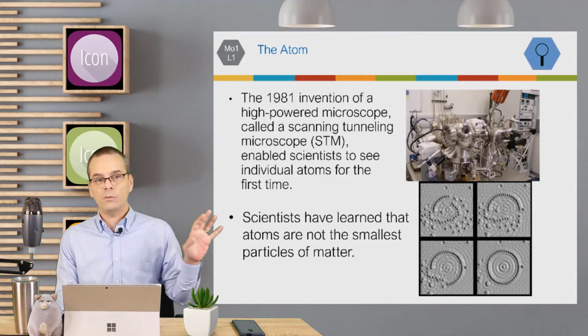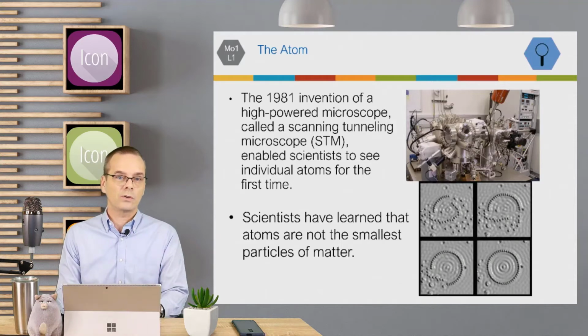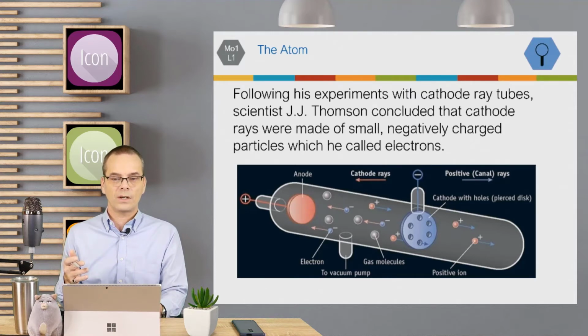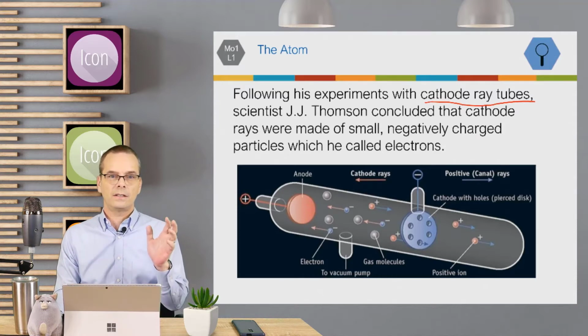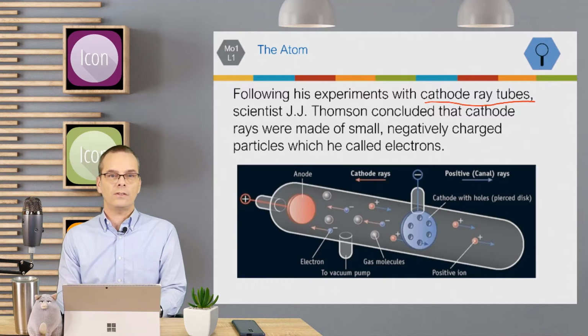But then what happened, once they were able to see them, they learned that they are not the smallest particles of matter. So atoms are actually made up of other matter. And what you had is this scientist, J.J. Thomson, all right? And he did an experiment with cathode ray tubes. And he found small negatively charged particles, which he called electrons, by doing this experiment with this cathode ray tube.